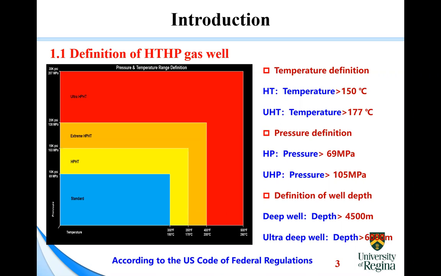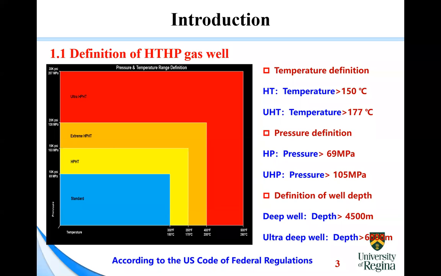is more than 115 centigrade, it is called HPHT, and the ultra HPHT temperature is when the temperature of the well is more than 177 centigrade. Also the pressure definition: when the pressure at the bottom of the well is more than 69 MPa, that is called high pressure, and the ultra high pressure is when the pressure is more than 155 MPa.